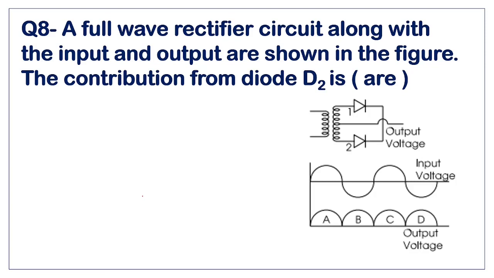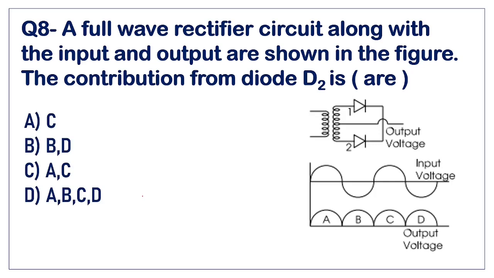A full wave rectifier circuit along with input and output are shown in the figure. The contribution from diode D2 is, or are, the options: option A is only C, option B is BD, option C is AC, option D is ABCD. So here, this is the input waveform. We have positive half cycle, negative half cycle, positive half cycle, negative half cycle.